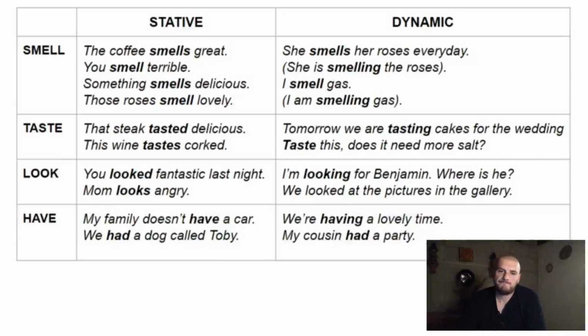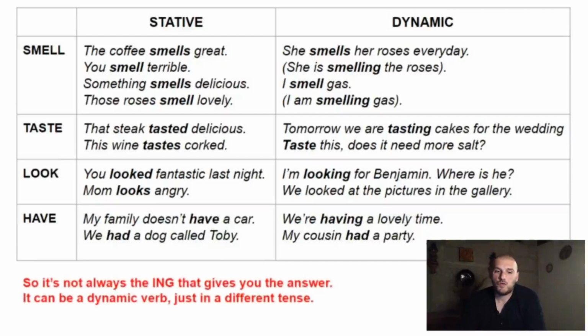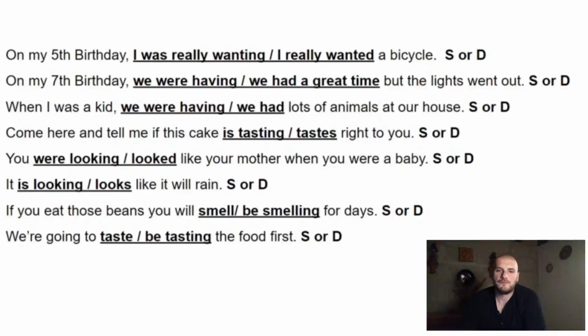Okay? So, it's not always the ing that gives you the answer, right? It's not always going to be ing form if it's a dynamic verb. It can be dynamic, but just in a different tense. It could also be a state right now. Okay, so let's have a look at an activity for you. On my 5th birthday, I really wanted a bicycle.